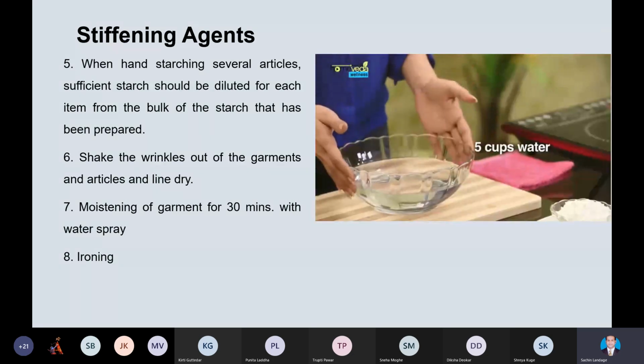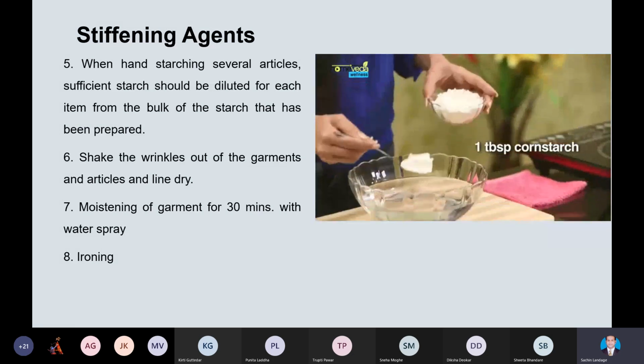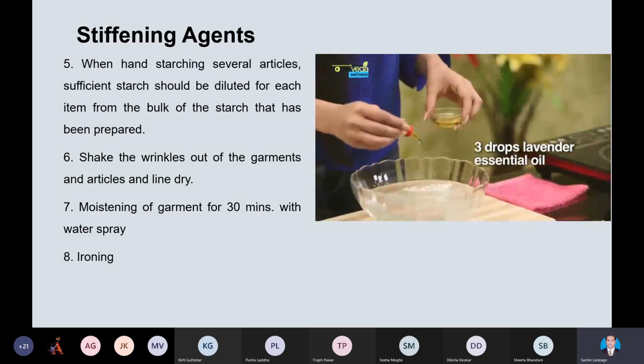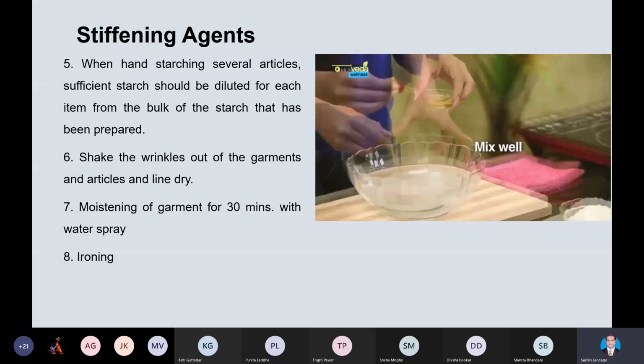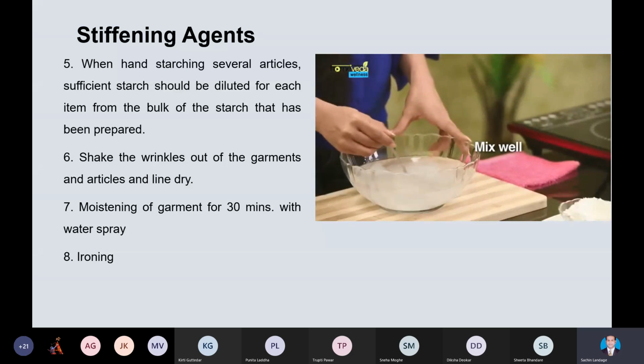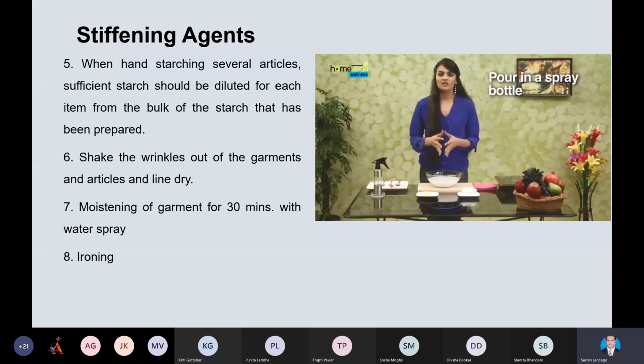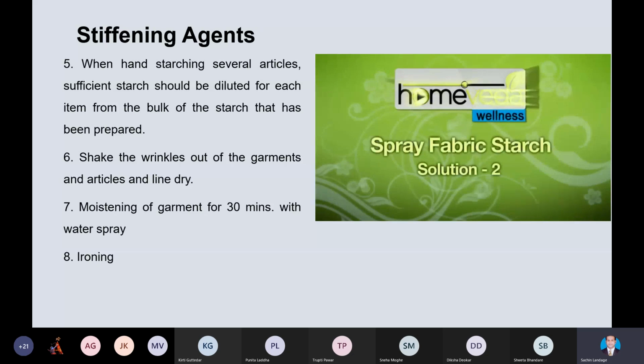Take 5 cups of water in a bowl. Add 1 tablespoon of cornstarch. Add 3 drops of lavender essential oil. Mix this well. Pour this in a spray bottle. Your starch spray is ready.